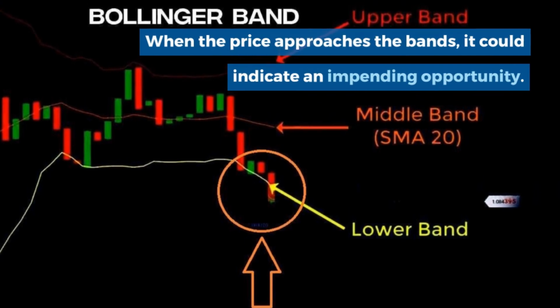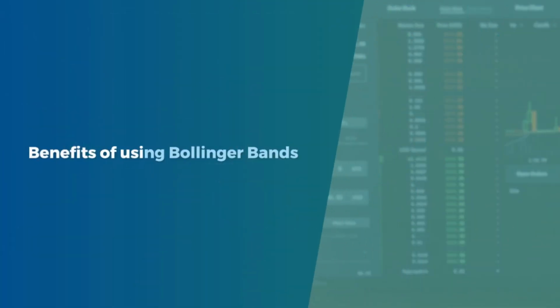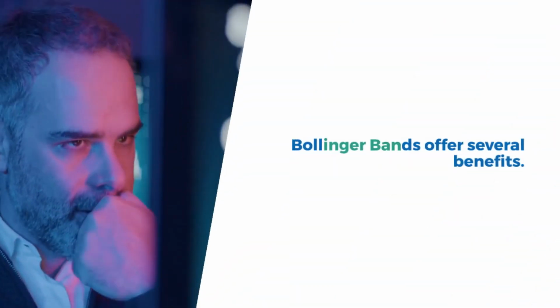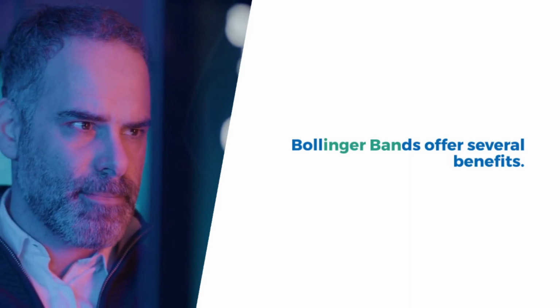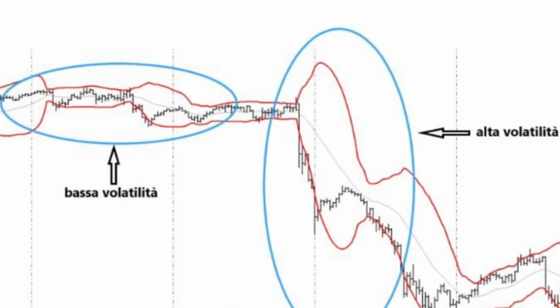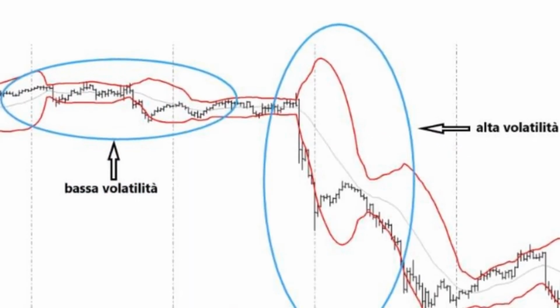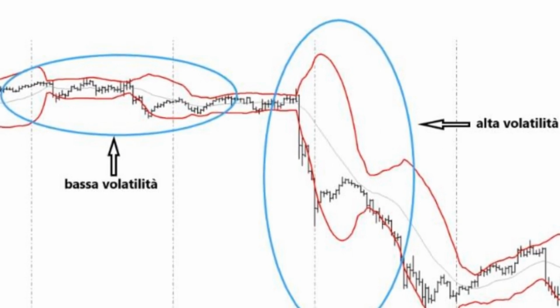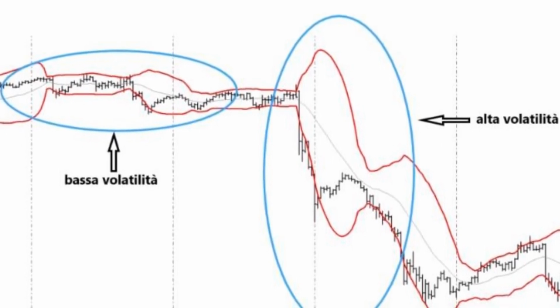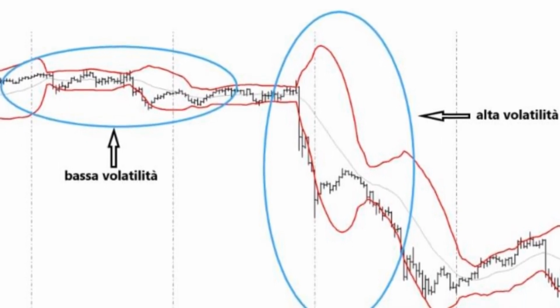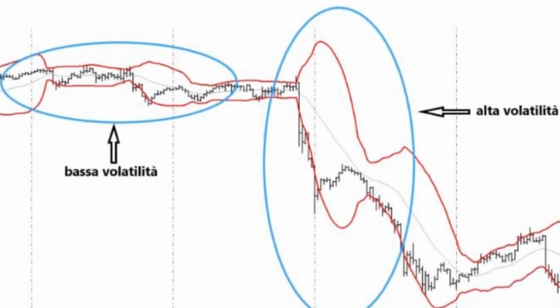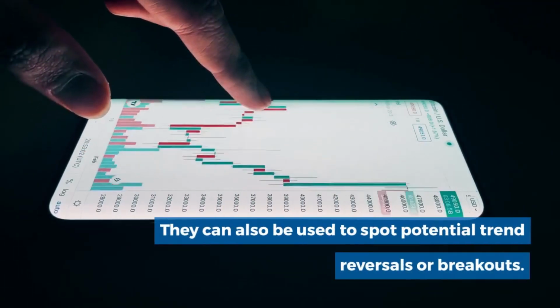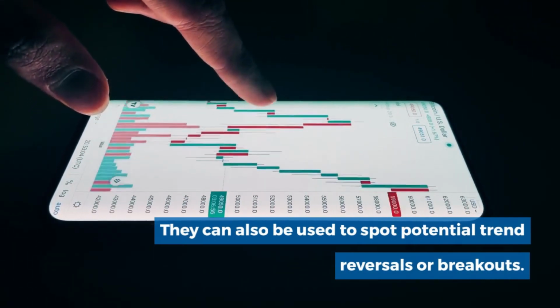Benefits of using Bollinger Bands. Bollinger Bands offer several benefits. First of all, they help identify periods of high and low volatility, allowing you to make more informed decisions. They can also be used to spot potential trend reversals or breakouts.